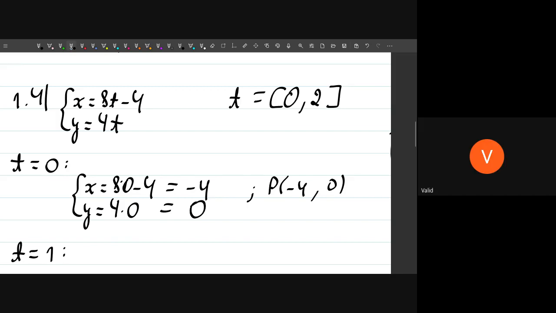So in the first one, I'm going to use time equals 0. No, in the first one, you need to put time equals 1. Okay. So just put the number 1 in the letter T, okay?